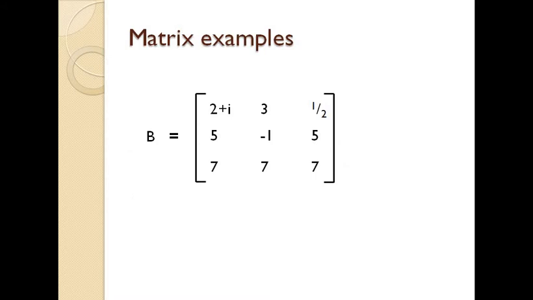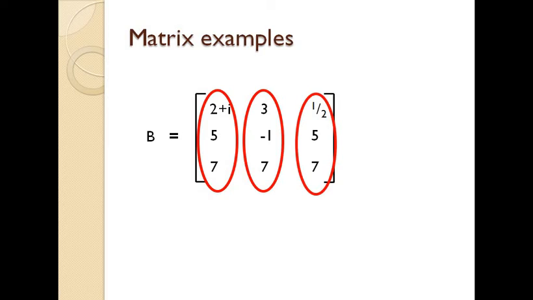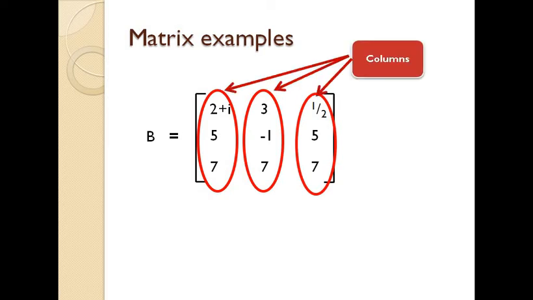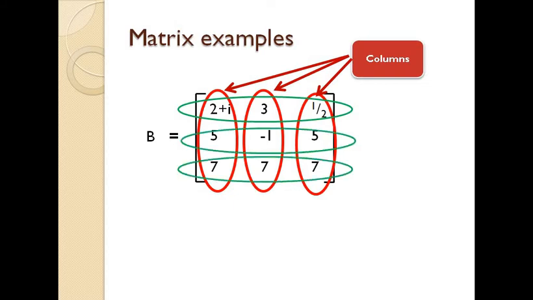More examples. Now let us see what are rows and what are columns with the help of this example. See, you can see the circles. These all 3 pairs are columns of the matrix. Similarly, these 3 pairs are rows of the matrix.